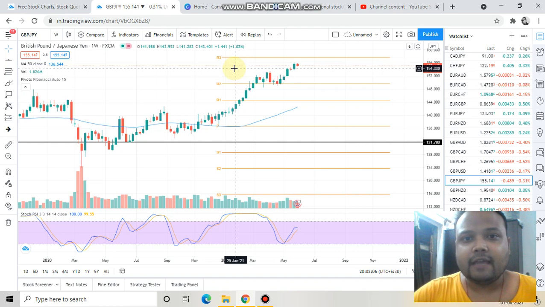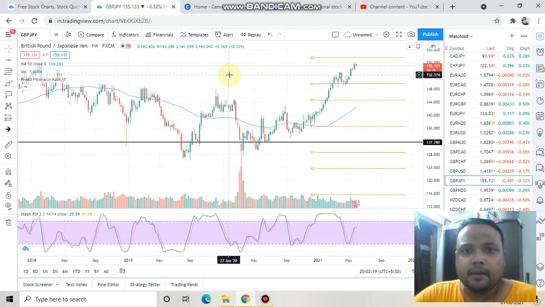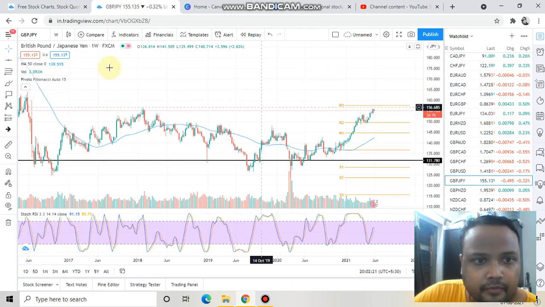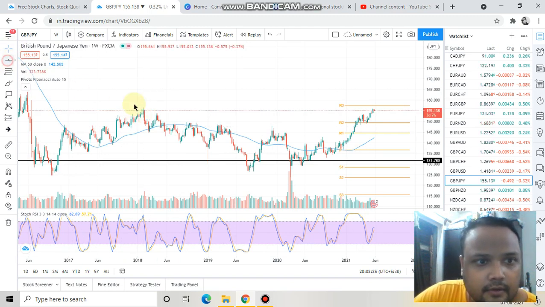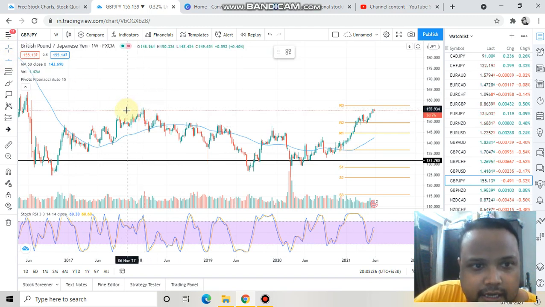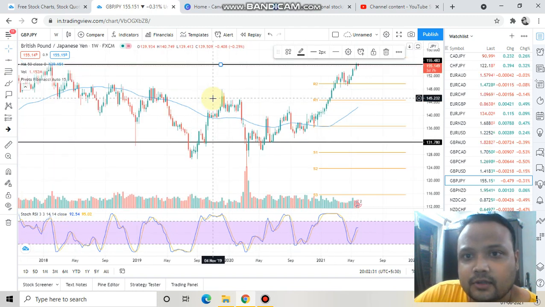So this is the weekly time frame, and if we just look at it, we can see that the market is, hands down, in a huge uptrend. There is no doubt about it. The market is very much bullish. But if I zoom out the chart, then you can see that there is a resistance here, and right now the market is trading at the resistance only.